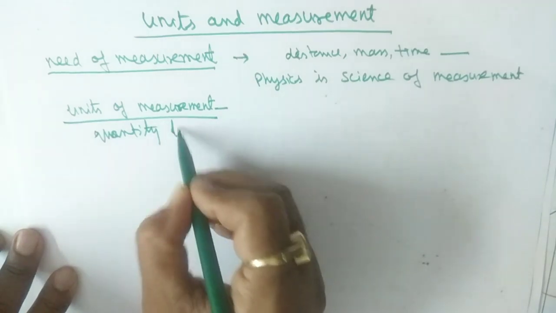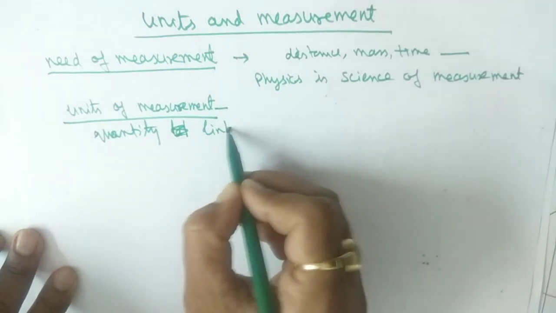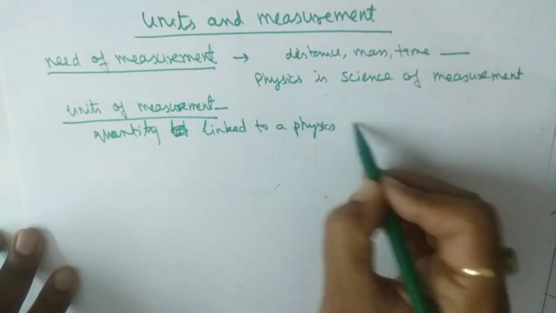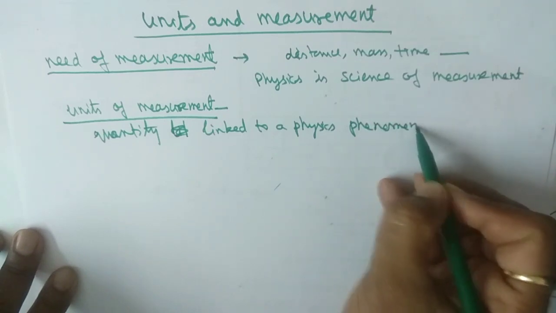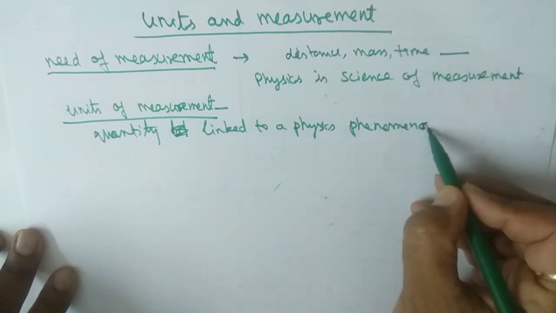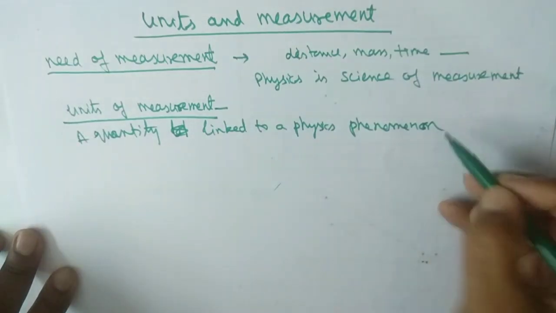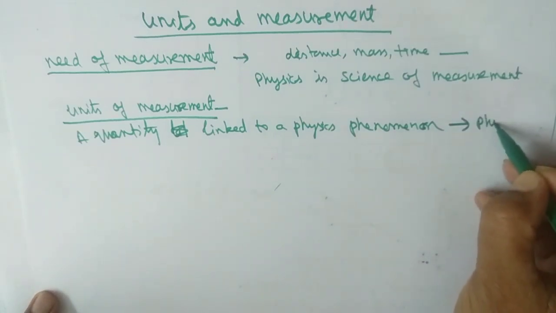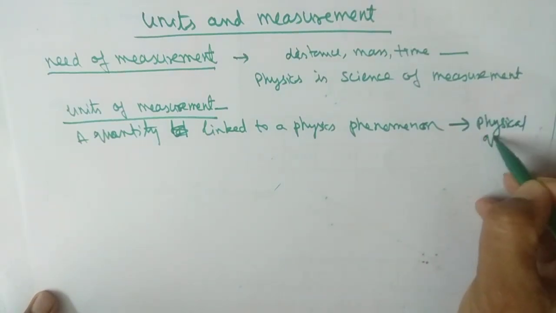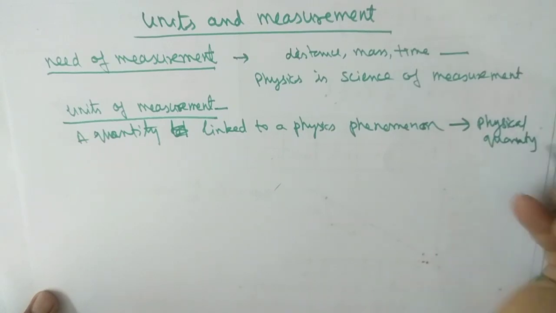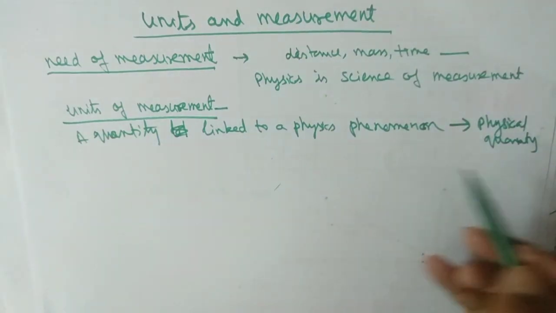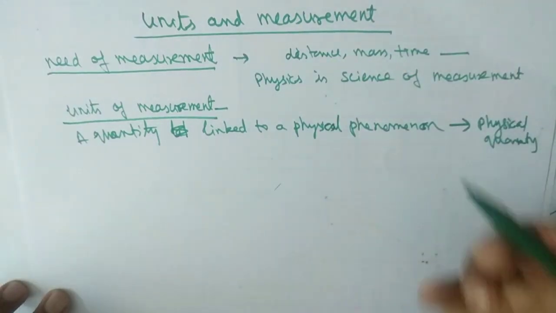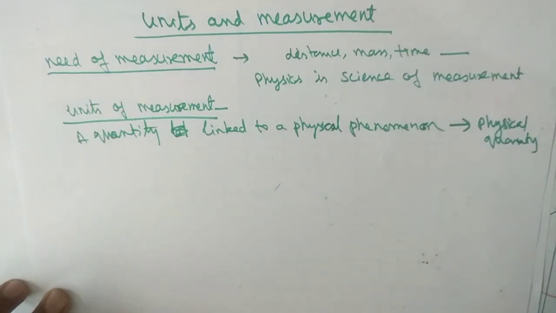A quantity linked to a physical phenomenon, which may be treated as a physical quantity, is called a physical quantity. Physical quantity means which is linked to a physical phenomenon, like time, distance, etc.